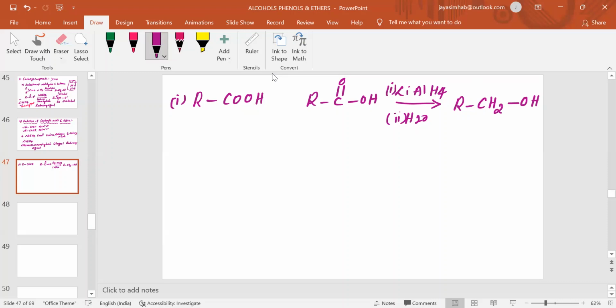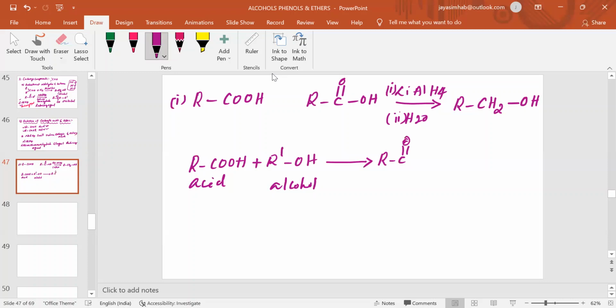So in the case of preparation of alcohols from the carboxylic acids, one more method is followed, where the acid is converted into an ester. How are esters formed? By the reaction of carboxylic acids with alcohols. So if an acid reacts with alcohol, it will form the ester. We know it as R, C double bond O, O, R prime. So this is the ester.